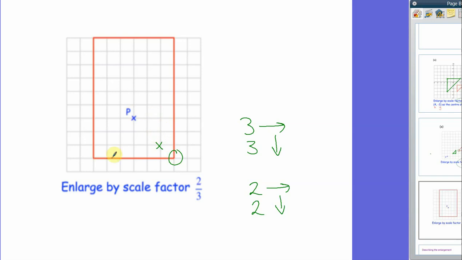Right, so how long is this shape? So it's 1, 2, 3, 4, 5, 6. Right, so this is a 6. 2/3 of 6 is 4. 1/3 being 2. So 1, 2, 3, 4. How many up is it? 2, 4, 6, 8, 9. So this is now going to be 6 when we find 2/3.